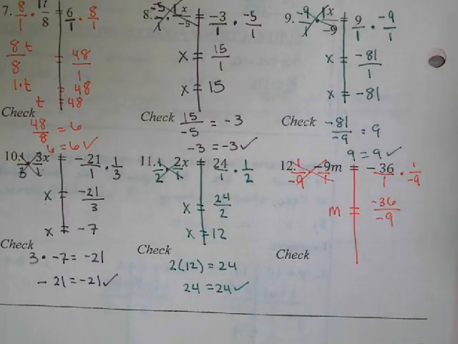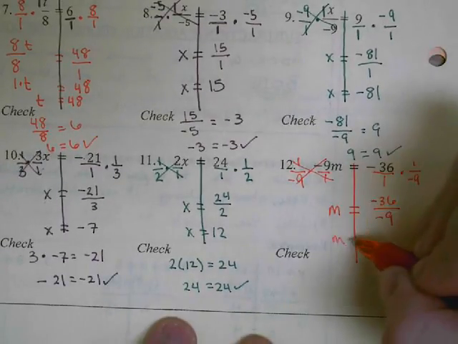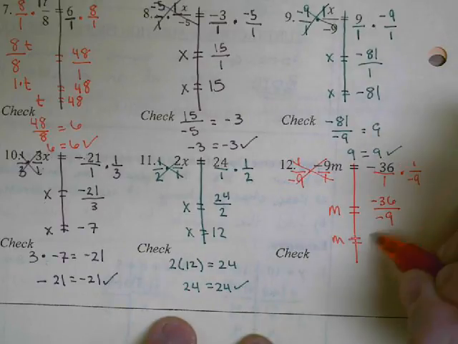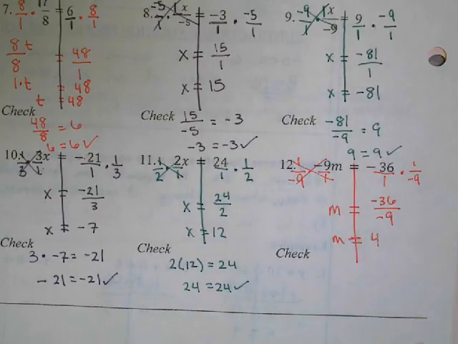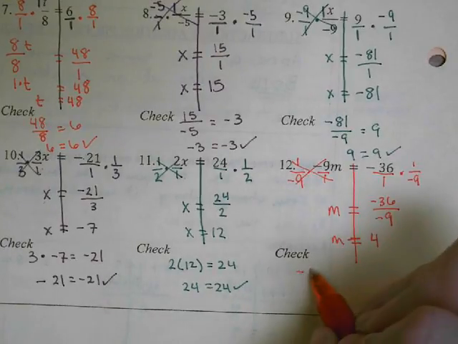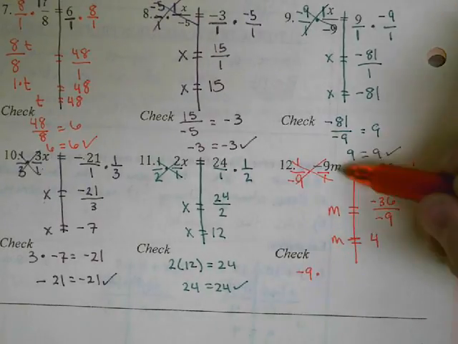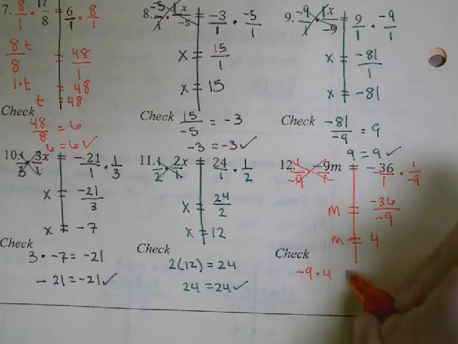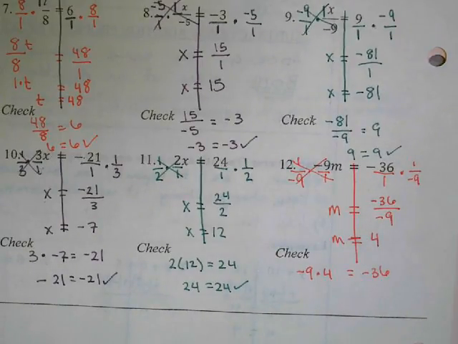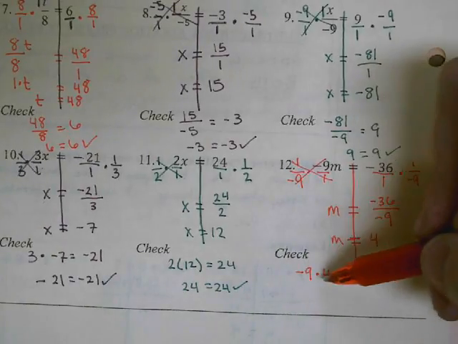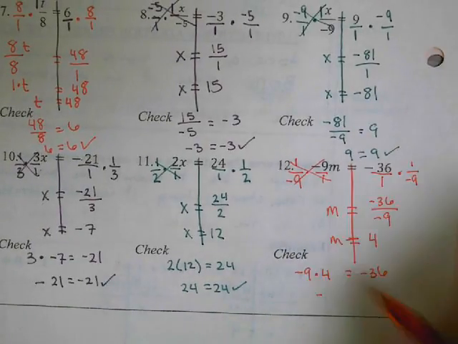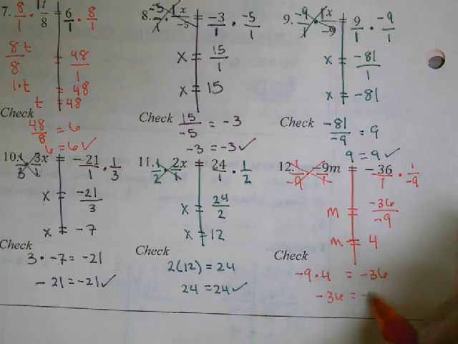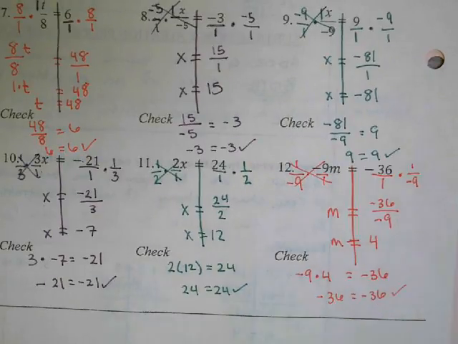Now we divide. Negative divided by negative is positive, and 36 divided by 9 is 4, so we end up with positive 4. Let's check our work. Negative 9 times m is equal to a positive 4, and does that equal negative 36? Negative times a positive is a negative. 9 times 4 is 36, equals negative 36. That's certainly a true statement, so we can check.